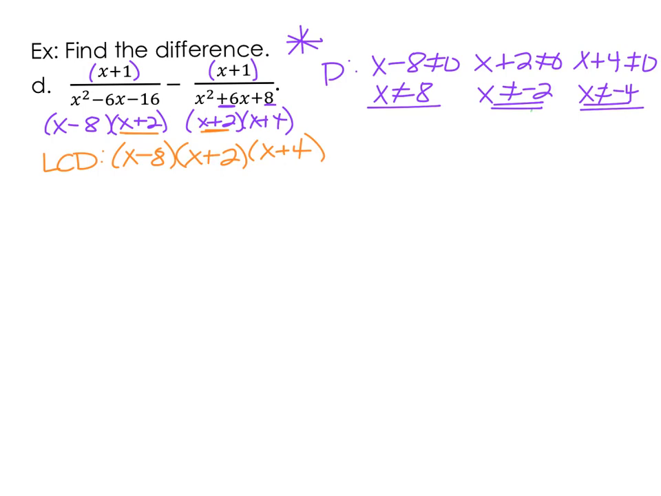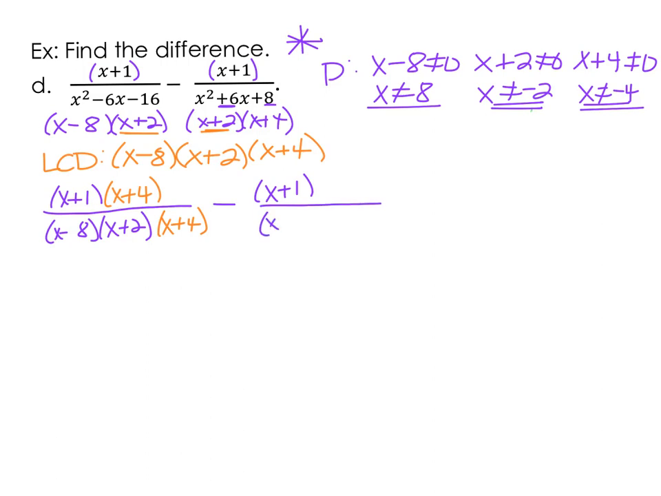And now let's convert. In the first fraction, I'm going to put x plus 1 in parentheses over x minus 8 and x plus 2. But notice we're missing that x plus 4. If I put that in the denominator, I'm going to put that in the numerator, and we'll have to FOIL. And then minus, we had x plus 1 again, over x plus 2 and x plus 4. But we'll extend that a little bit further, because it's missing the x minus 8. Put that on the bottom and put that on the top.